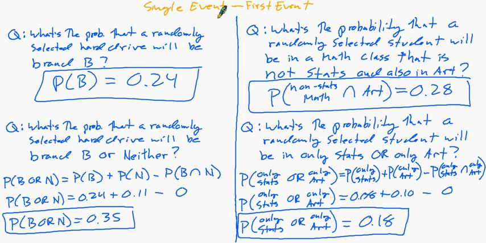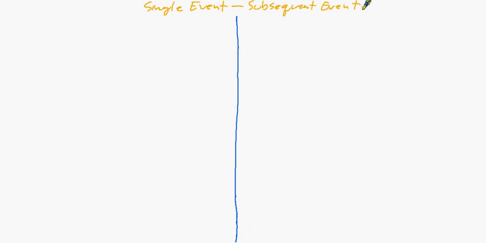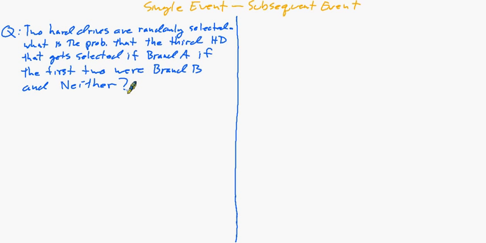So we've talked about single event, first event type of questions. Let's now move on and talk about single event, subsequent event. So now it's not the first draw, but the second or third or fourth draw. And we know because we're talking about dependent variables, we have to worry about those numbers changing with each subsequent event.